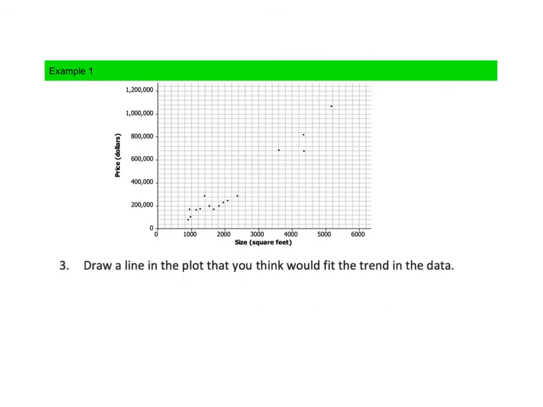So I kind of did this already, but it says draw a line in the plot that you think would fit the trend in the data. I'm going to draw mine there. Yours might be off a little bit, but basically it needs to pretty much hit most of those points or have them really close, as close as they can be. Okay, you don't want too many on top of it, too many below it, and you want it to kind of match the pattern that you see. And then we'll move on.